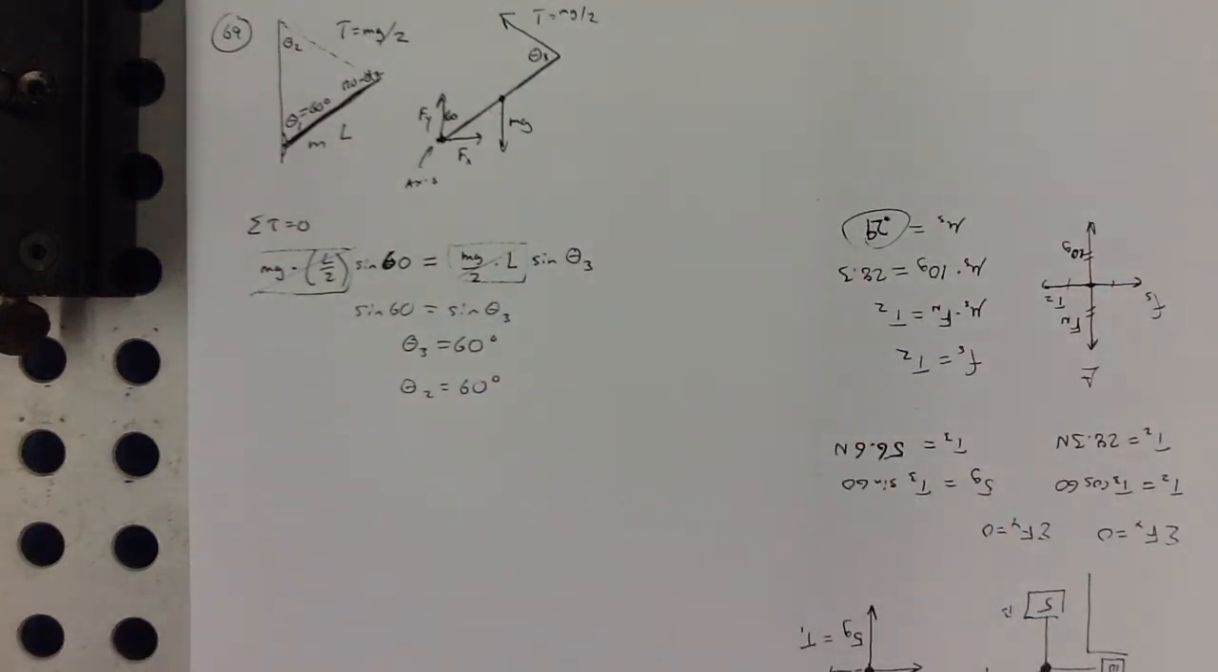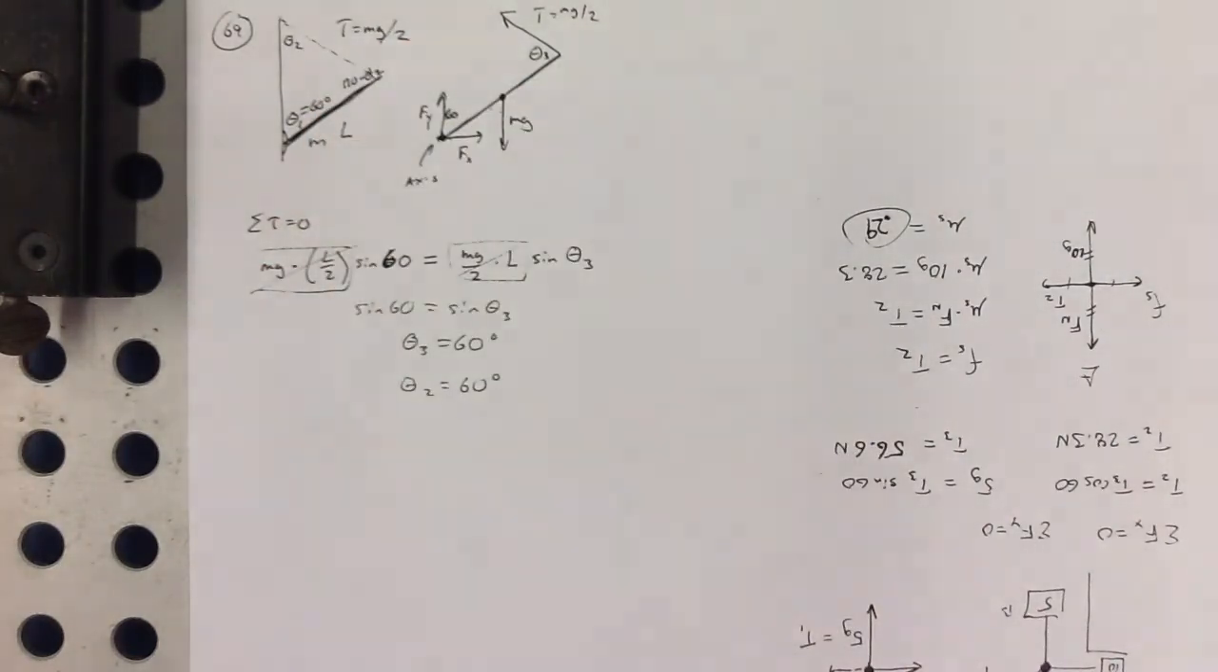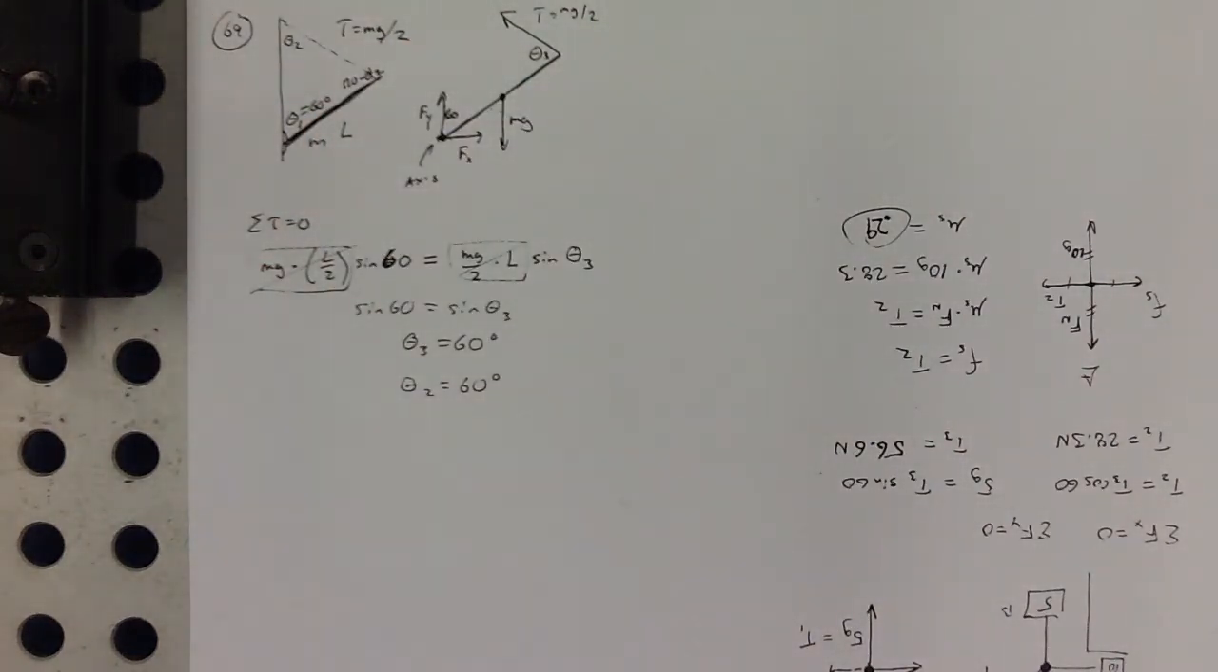I think that would have been a better problem, in my opinion, if they had made the tension something else and we actually had to find some angle that was different. I think it would have been a little bit better problem if I had made it, but I didn't. There you go.